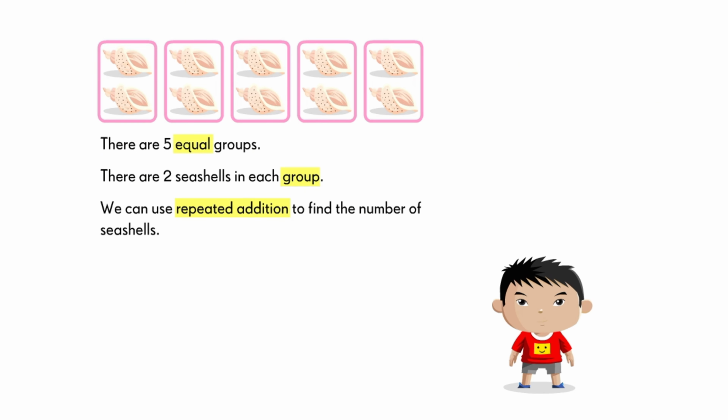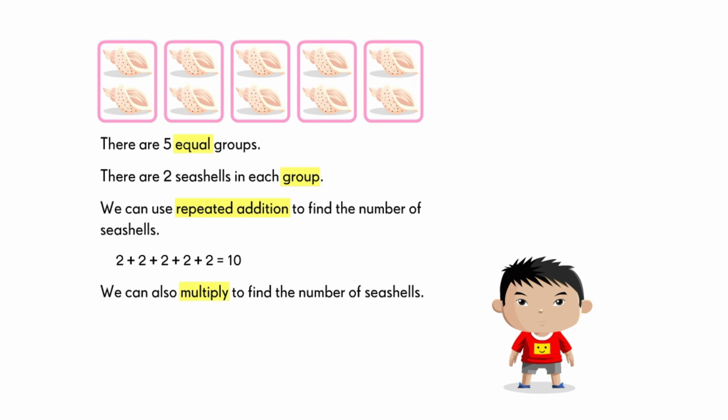We can use repeated addition to find the number of seashells. 2 plus 2 plus 2 plus 2 plus 2 equals 10. We can also multiply to find the number of seashells.